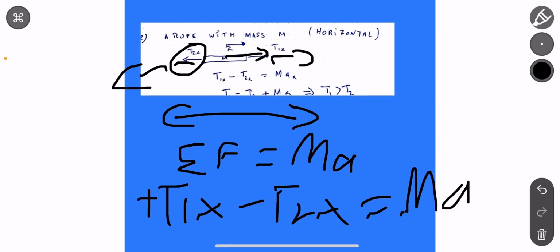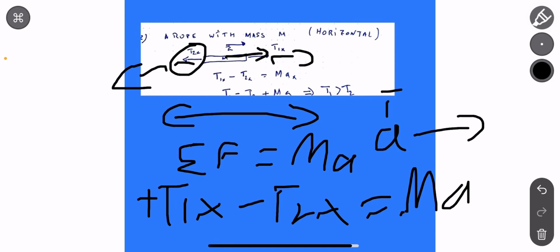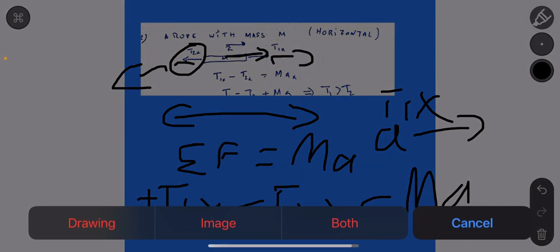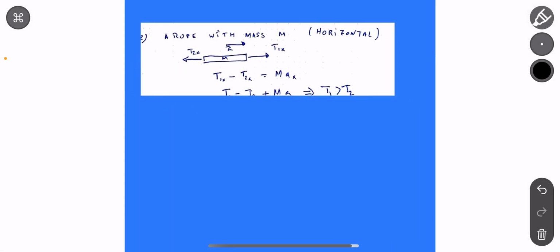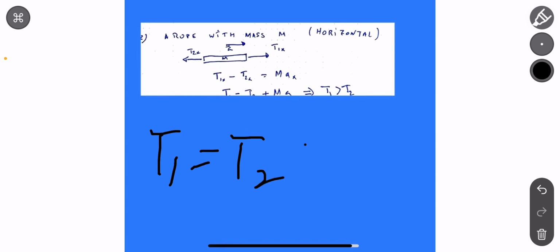But the reason why we could also infer that T1 will be greater is because a is moving in the same direction as T1x. So if we were to plug in numbers, T1 should be greater. And if we were going to work this out further, our final answer is going to be T1 is equal to T2 plus ma.